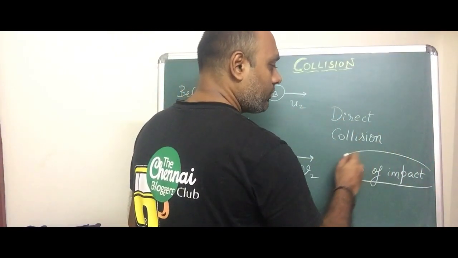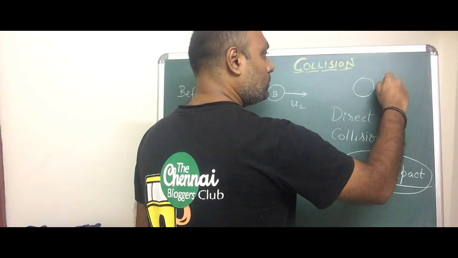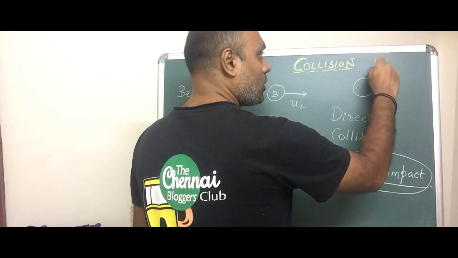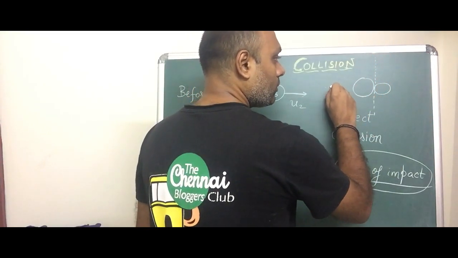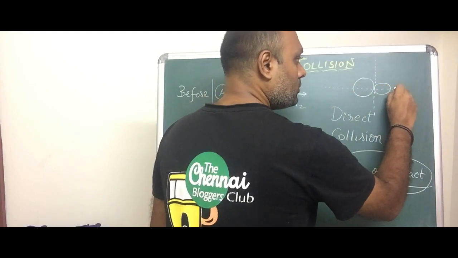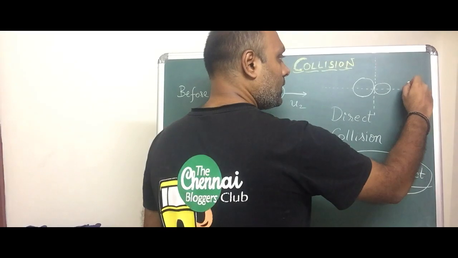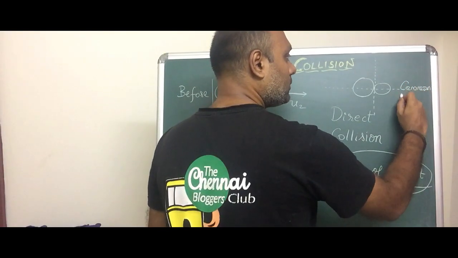So what is this line of impact? A line of impact is the common normal when the two objects are in contact. Let's say, for example, these are the two objects. So this is the common tangent, this line, and this is the common normal. When the two objects come into contact, the common normal that is there is called the line of impact.